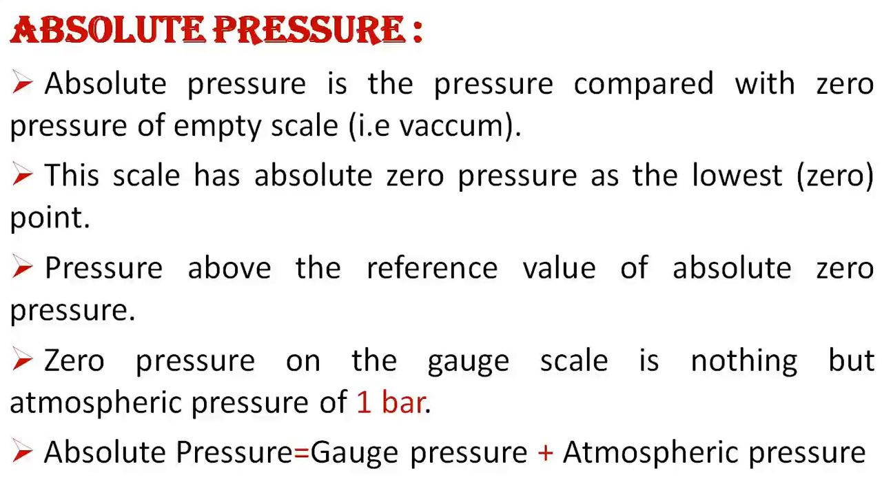The pressure above the reference value of the absolute zero pressure on the gauge scale is nothing but atmospheric pressure, which is 1. So absolute pressure is equal to gauge pressure plus atmospheric pressure. That is known as the absolute pressure.